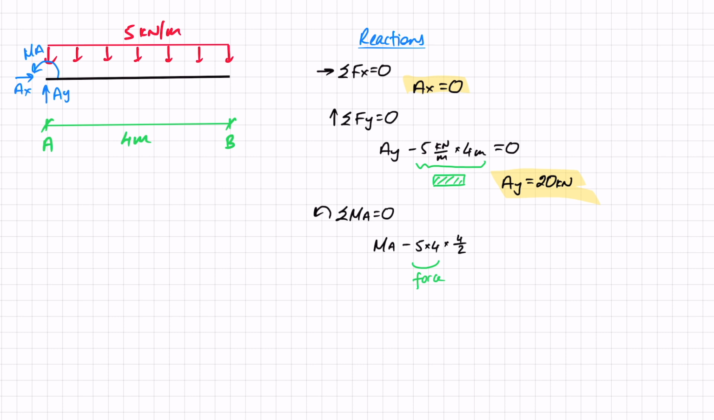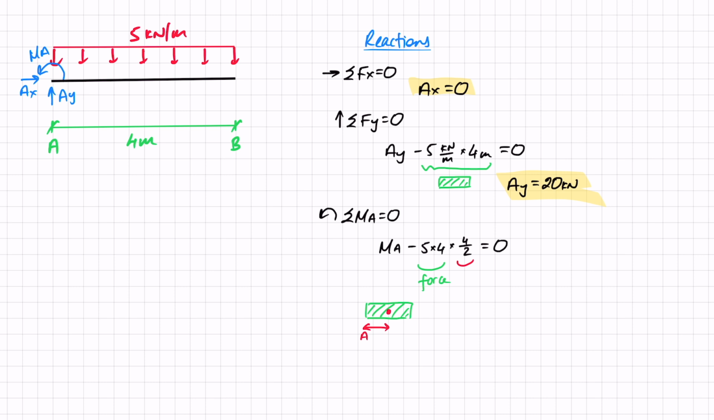Just a reminder, the distance is always the distance from the centroid of the shape of the UDL, which is in the middle for a rectangle, to wherever we're looking for moment. In this case, the moment is just here at A, and therefore that is the distance, 4 over 2. And that is all I've got contributing to moment at A. So that equals 0, and MA equals 40 kilonewton meters.